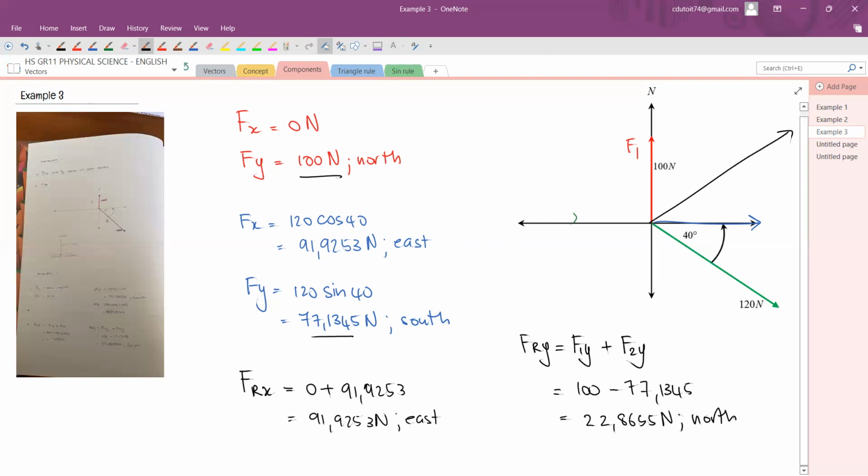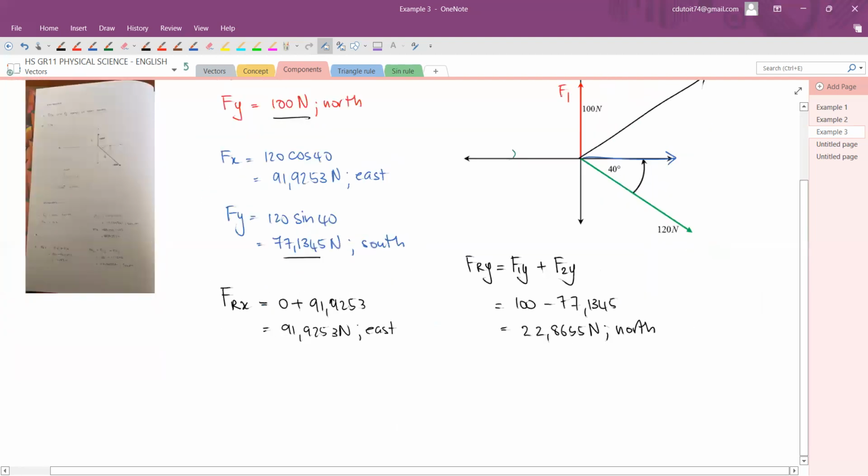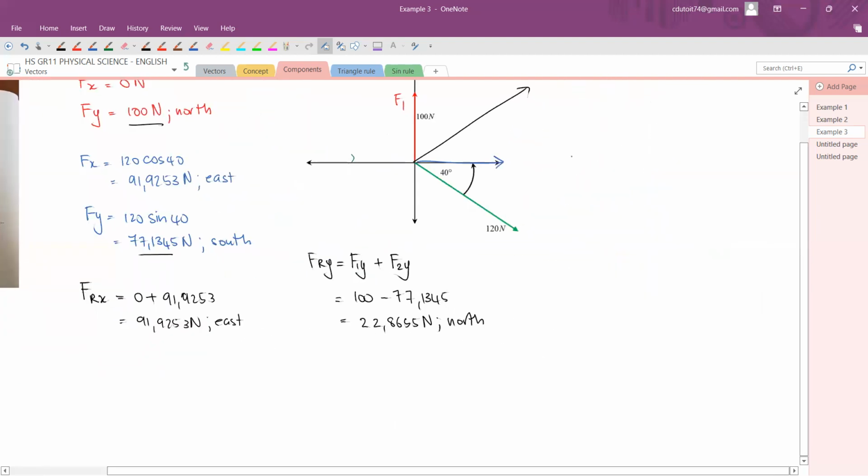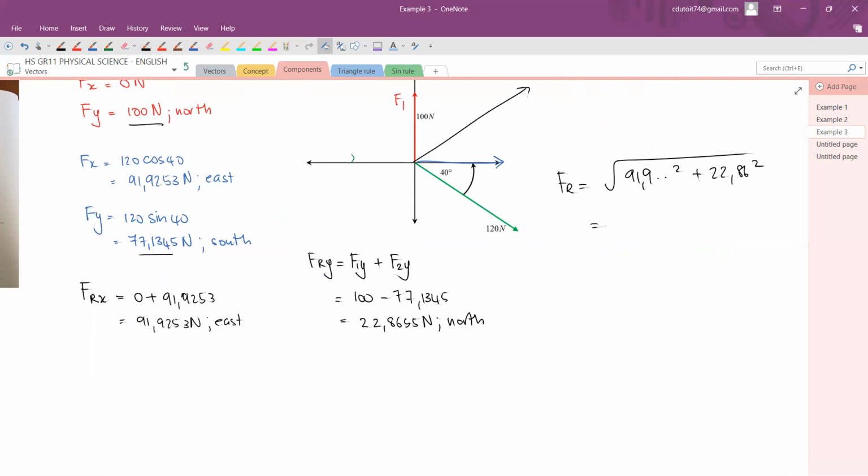That's north. And then did you use Pythagoras to get the resultant? So you would say F res is the root of 91,9253 squared plus 22,8655 squared. You put in all those values. Just going to look at your next page. You did that and you got, was it 94?